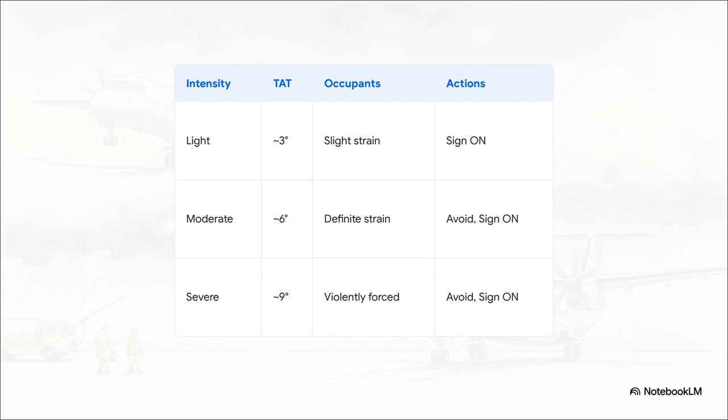A change of about 6 degrees means moderate turbulence. You really want to avoid flying through it if possible. Occupants are going to feel definite strain and unsecured objects are getting tossed around.